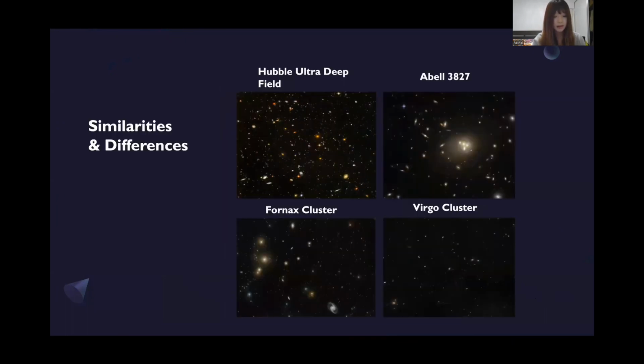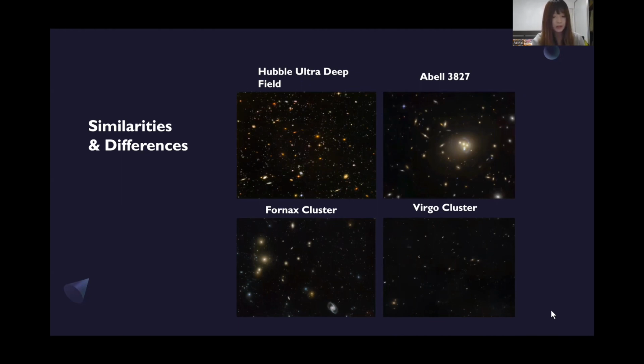Starting with the similarities, these clusters all consist of spiral, elliptical, and irregular galaxies. Irregular galaxies are the bluest. Elliptical galaxies are the reddest. Spiral galaxies are in between. The differences are that there are more irregular galaxies in the Hubble Ultra Deep Field than in the other local galaxy clusters.